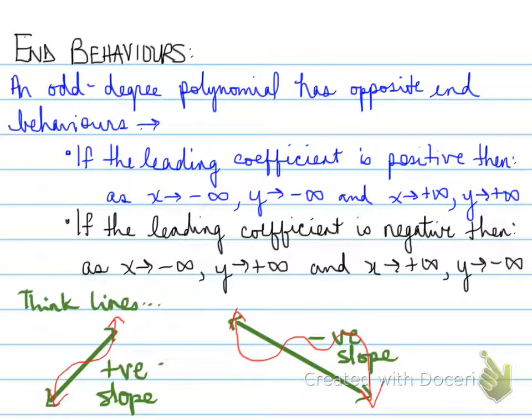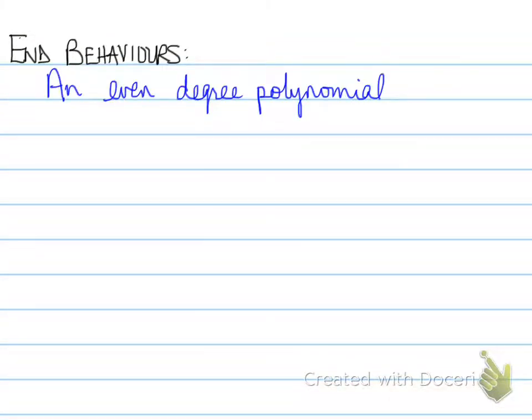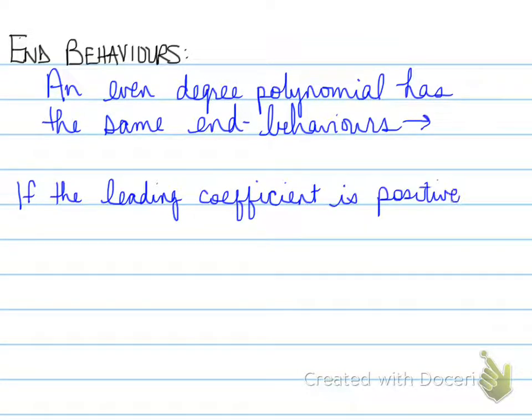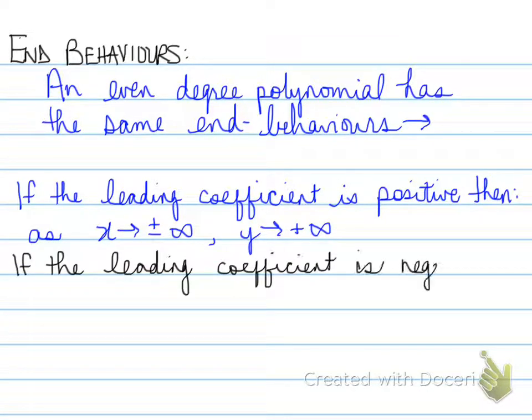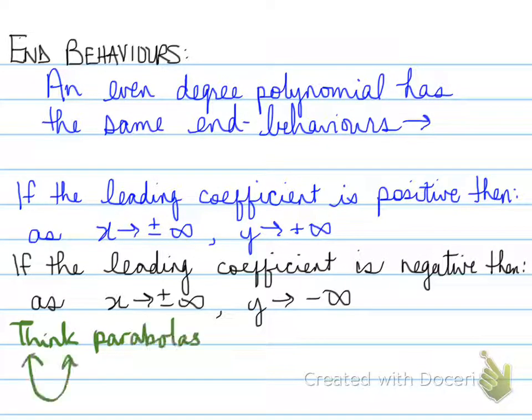All right, what about an even degree polynomial? Let's look at end behaviors for the next one. An even degree polynomial has the same end behaviors on both sides, and for this you'd have to think of a parabola. If the leading coefficient is positive, then as x approaches positive or negative infinity, y approaches positive infinity. If the leading coefficient is negative, then as x approaches positive or negative infinity, y approaches negative infinity. So we need to think of parabolas.